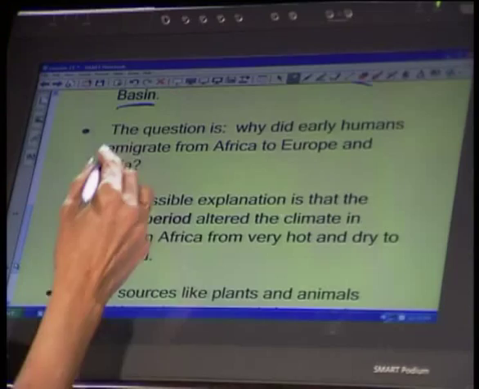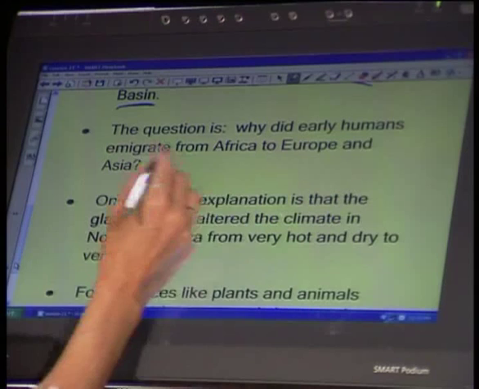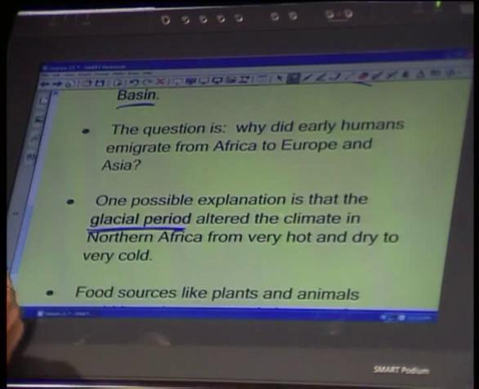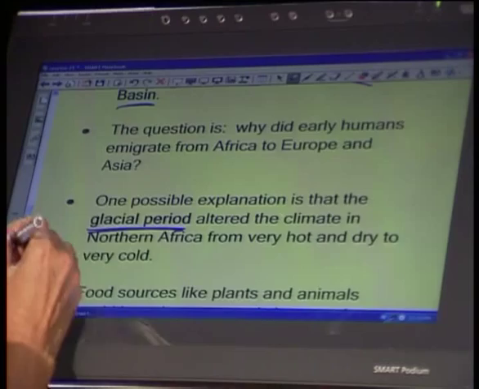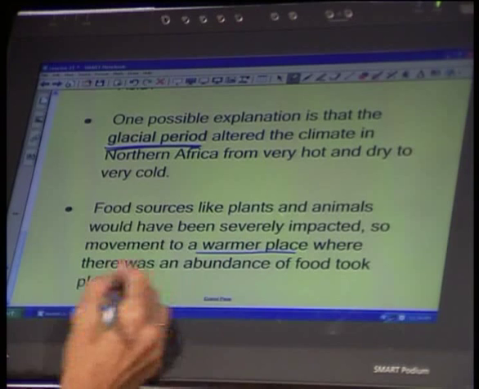The question is, why did early humans immigrate from Africa to Europe and Asia? And they say that maybe it was the Ice Age, the glacial period. It was hotter there and colder here, so we moved. If it gets too cold, there's no food, so we moved. Food sources like plants and animals would have been severely impacted, so movement to a warmer place where there was an abundance of food took place.